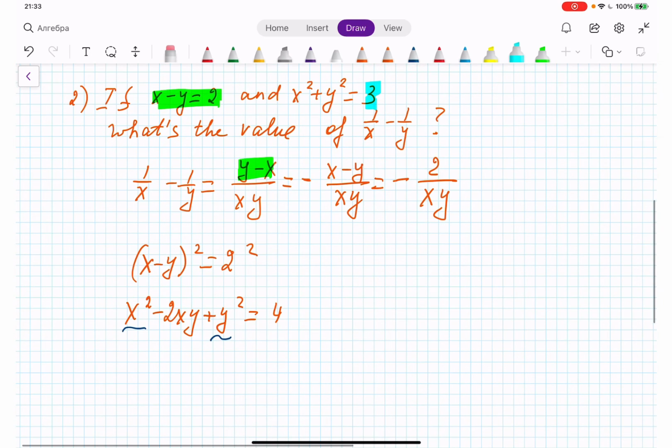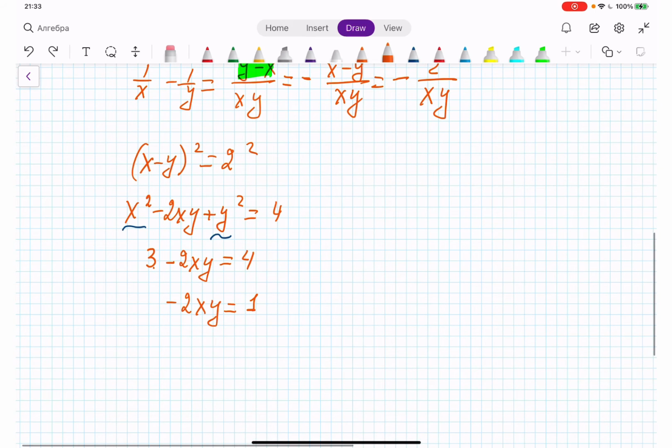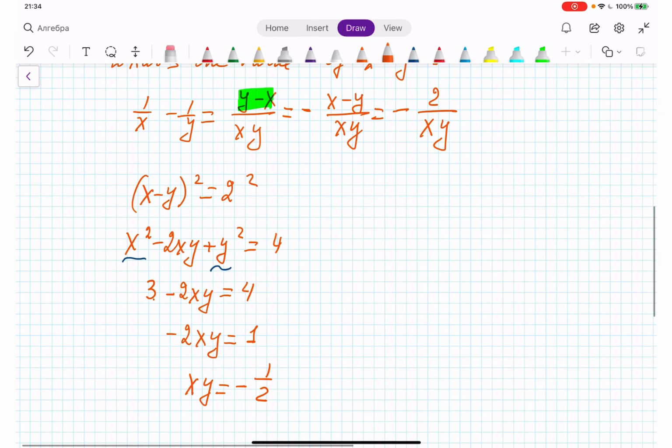So from here I am getting 3 minus 2xy is equal to 4. Correct? Negative 2xy is equal to 1, right? This 3 I'm moving over, 4 minus 3 is 1. And xy is equal to negative 1 over 2. Okay, negative 1 over 2.